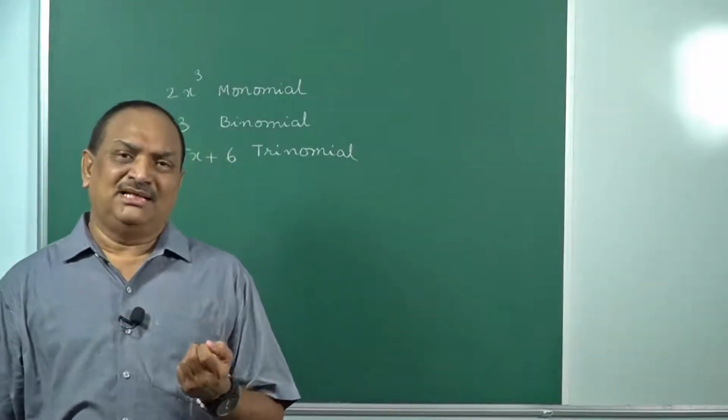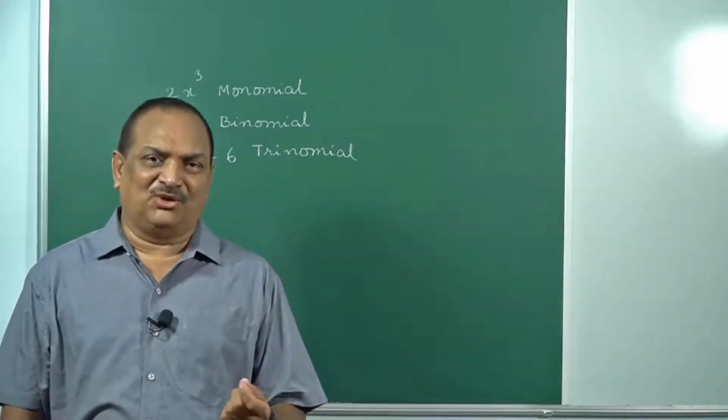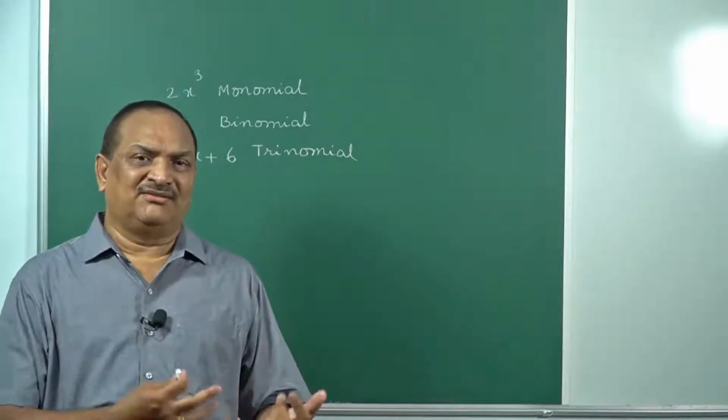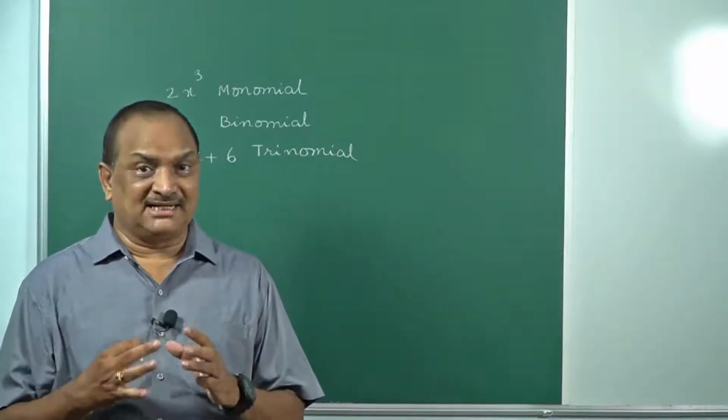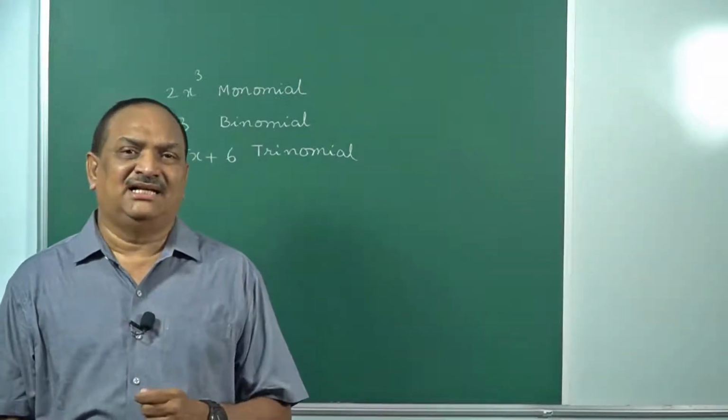Even a monomial is a polynomial. Every monomial is a polynomial, but you can't say every polynomial is a monomial, because a polynomial has any number of terms, either 1, 2 or 3, whatever it is. But there is a small clarification here.